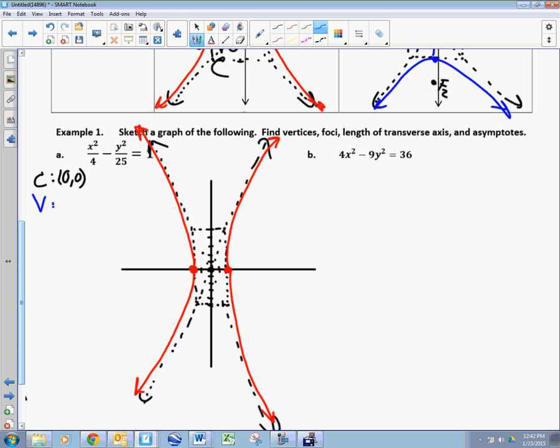What are the vertices? Plus or minus 2, 0. Excellent. What is the length of the transverse axis? 4. Equation for the asymptotes. Y is equal to plus or minus something times x. What is my slope? What's my rise for the box? What's my run for the box? 5/2.